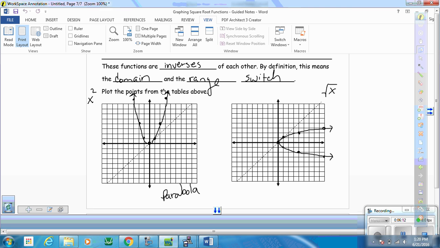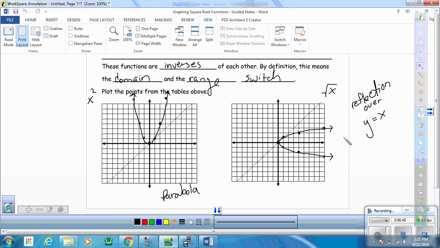If they are inverses, their x's and y's literally switch places. If you remember from that very first unit when we did transformations, when we did reflection over the line y equals x, that was the rule. The rule for reflecting those geometric shapes over the line y equals x was that the x and the y switched places. So that means that inverses, since the x and the y switch places, are just a reflection over the line y equals x.